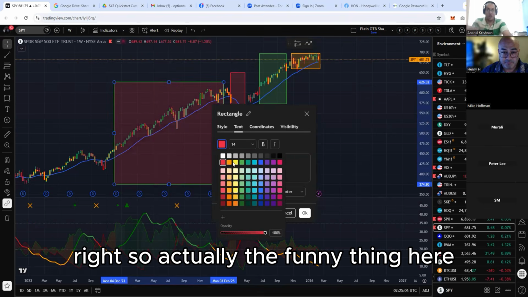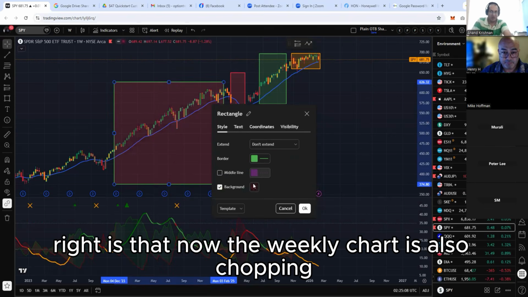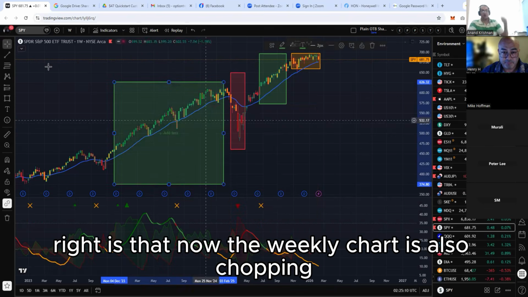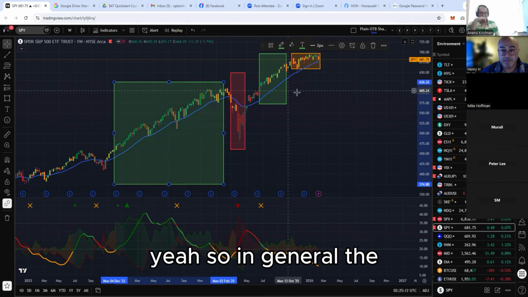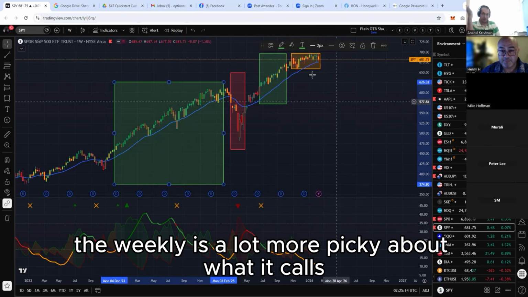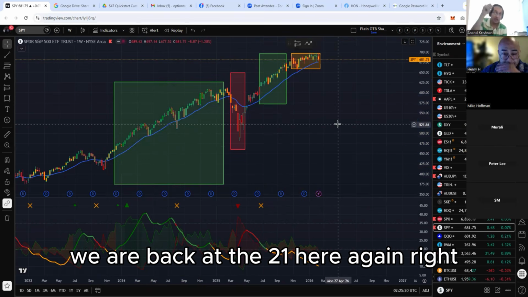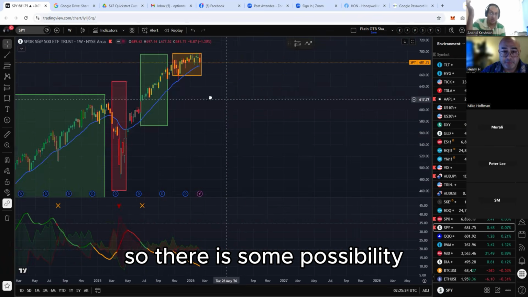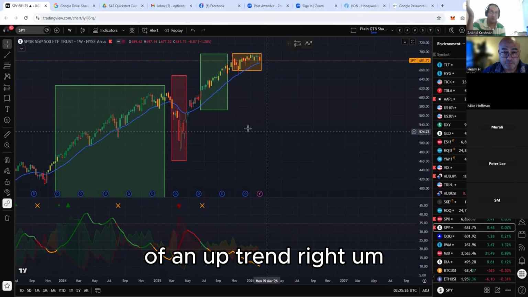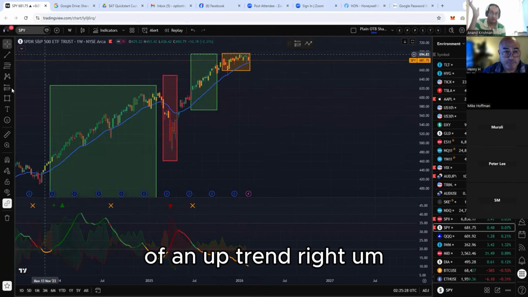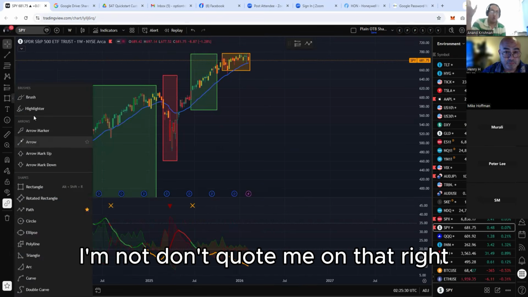Actually, the funny thing here is that now the weekly chart is also choppy. In general, the weekly is a lot more picky about what it calls an uptrend, a downtrend, or a sideways trend. Now, if you think about this though, we are back at the 21 here again. So there is some possibility of an uptrend. However, don't quote me on that.